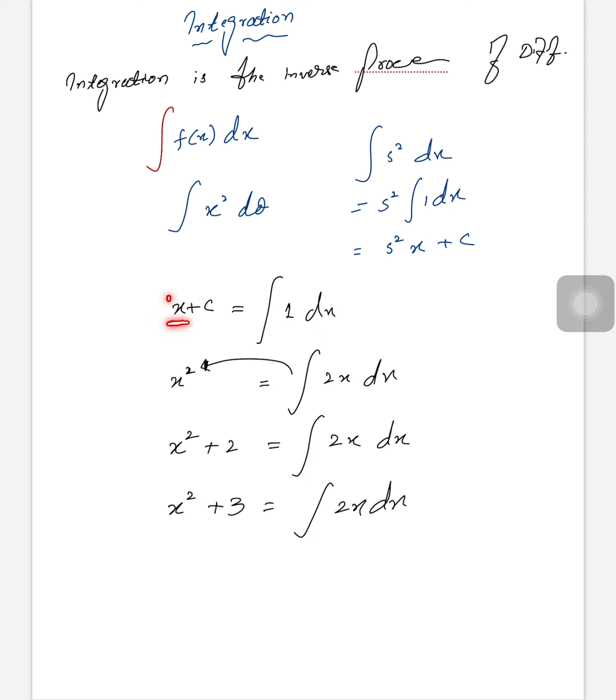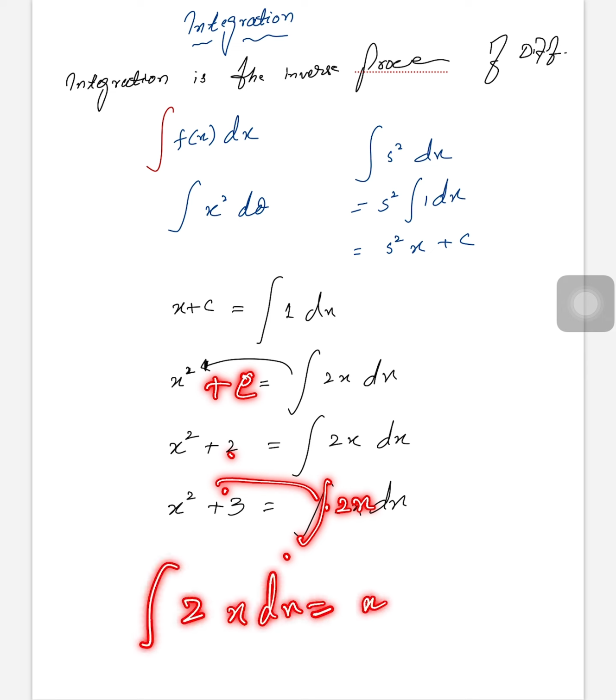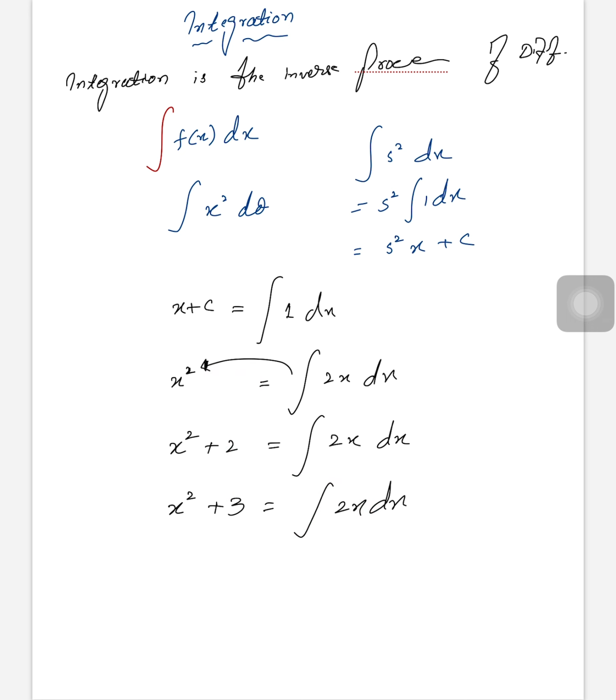So if the derivative of x is 1, then the integral of 1 is x. If the derivative of x square is 2x, then the integration of 2x is x square. If the derivative of x square plus 2 is 2x, then the integration of 2x is x square plus 2. Similarly, the derivative of x square plus 3 is 2x, so the integration of 2x is x square plus 3. It means that the integration of 2x could be x square plus 3, x square plus 2, or x square plus 0. So there will be an arbitrary constant. So the integration of 2x will be x square plus c, any constant.